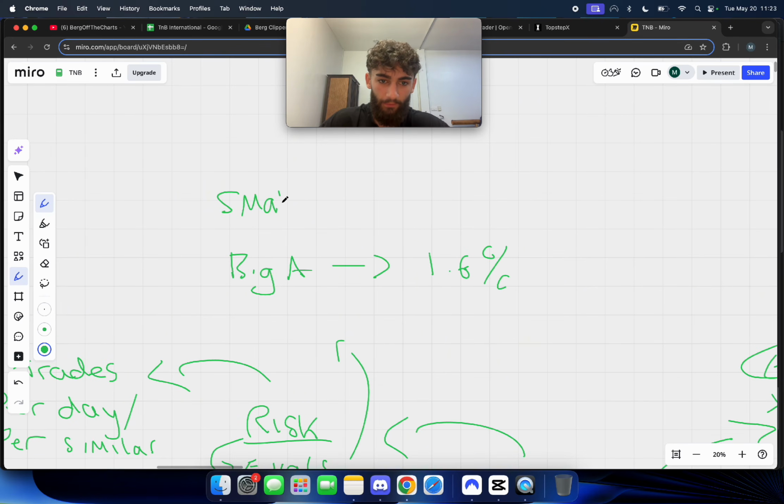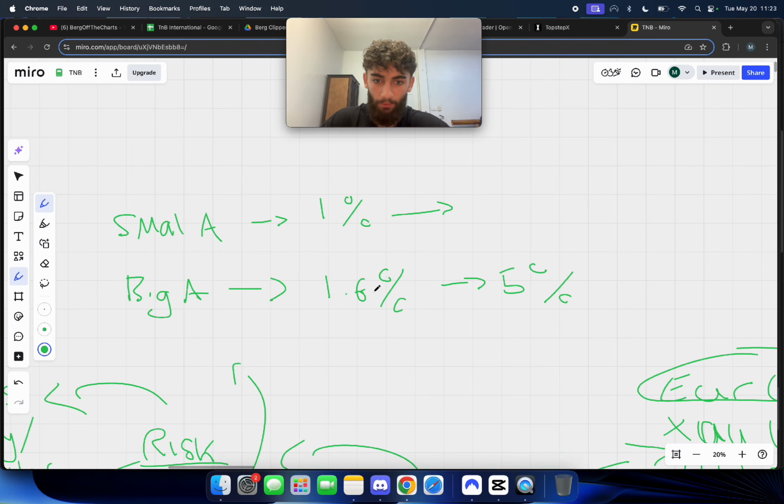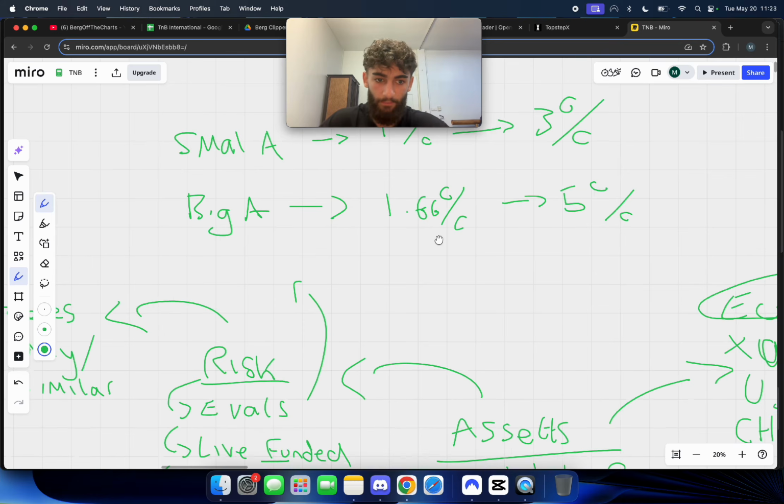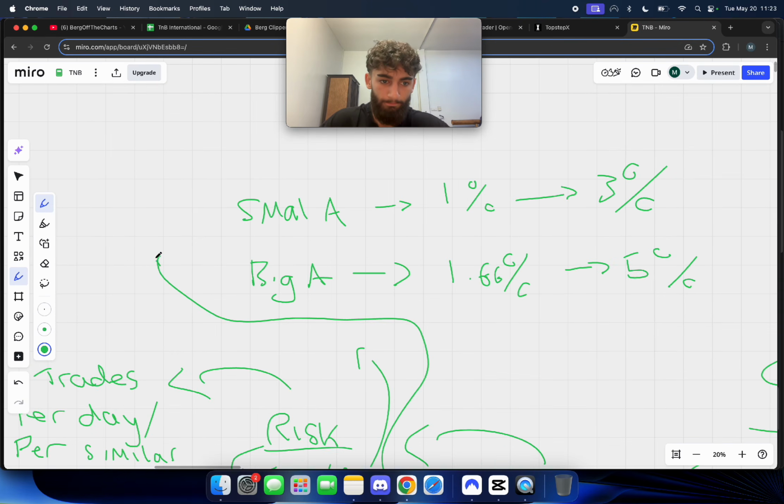Small accounts. This is like the futures stuff where you get 4% drawdown, but it's only a 6% pass. I'm doing 1% per trade, so I'm getting 3% return and 5% return here. So we do 5% return, and then it's actually 1.6666, and then 3% return here for the futures stuff. Then live.